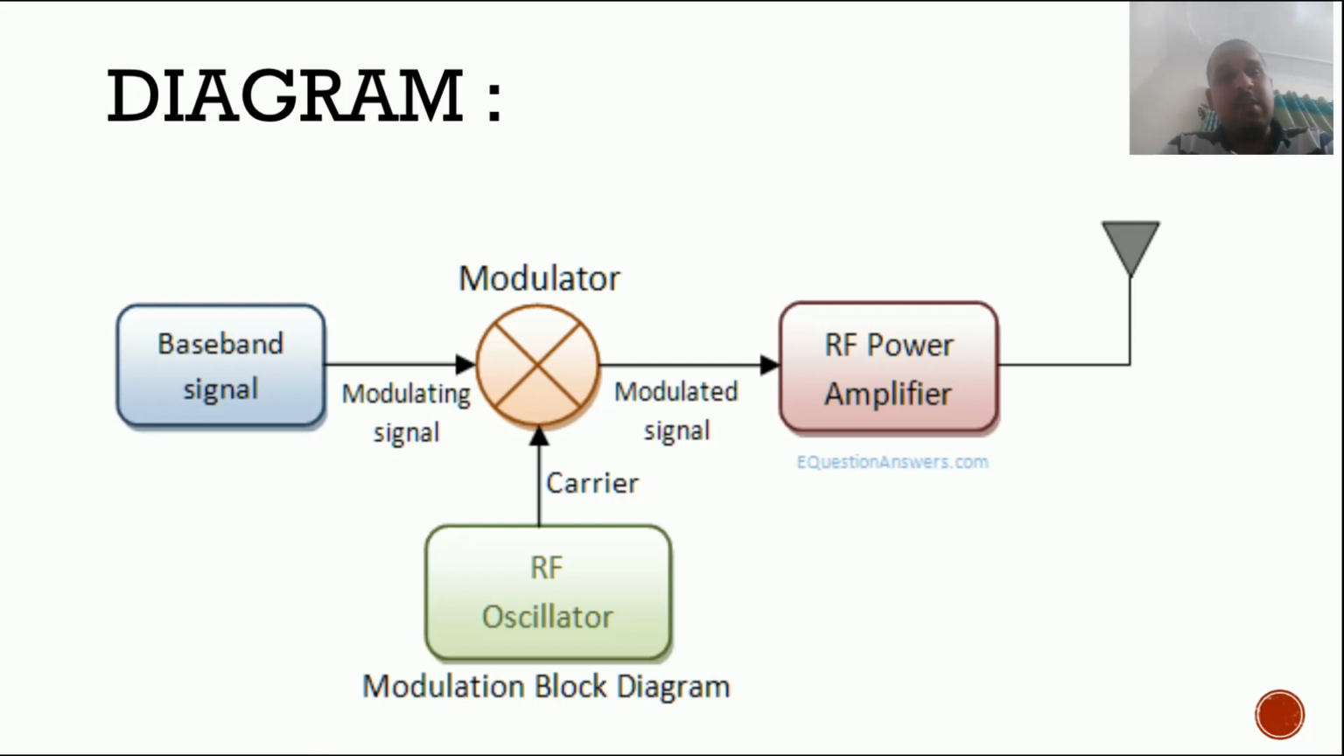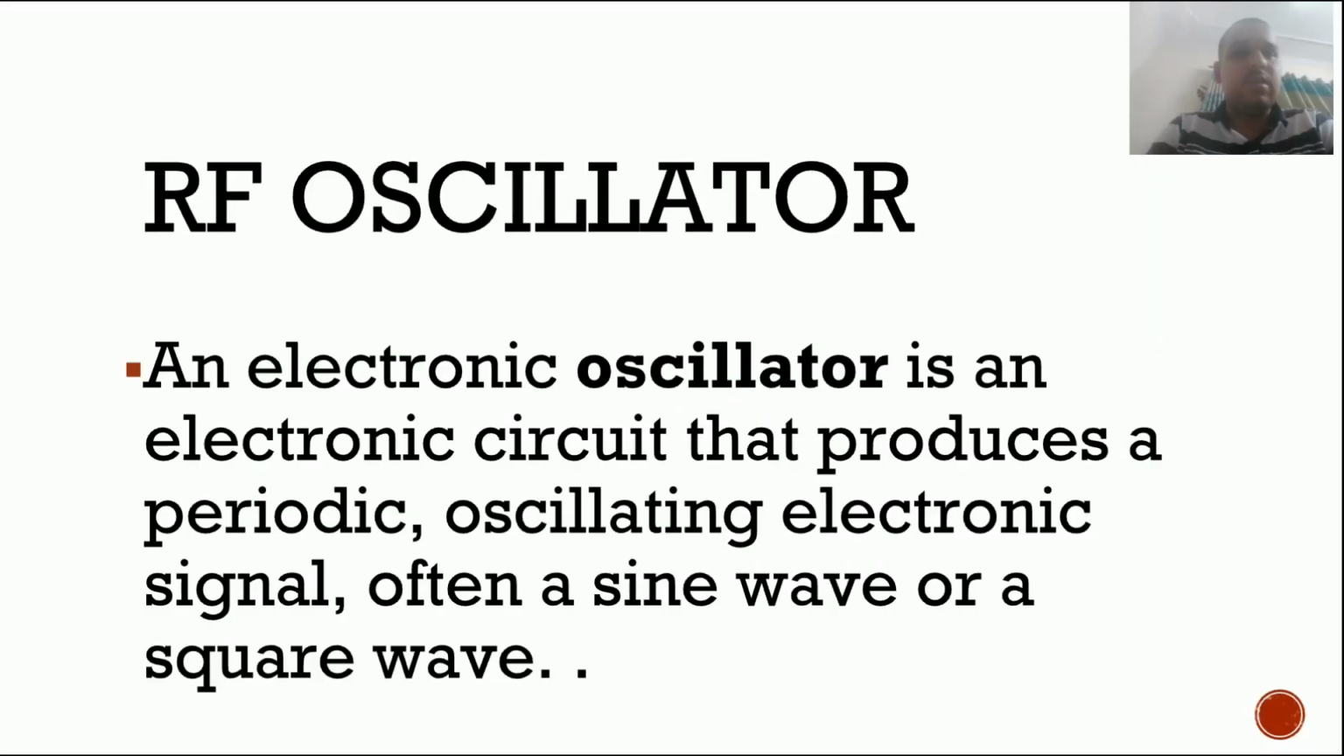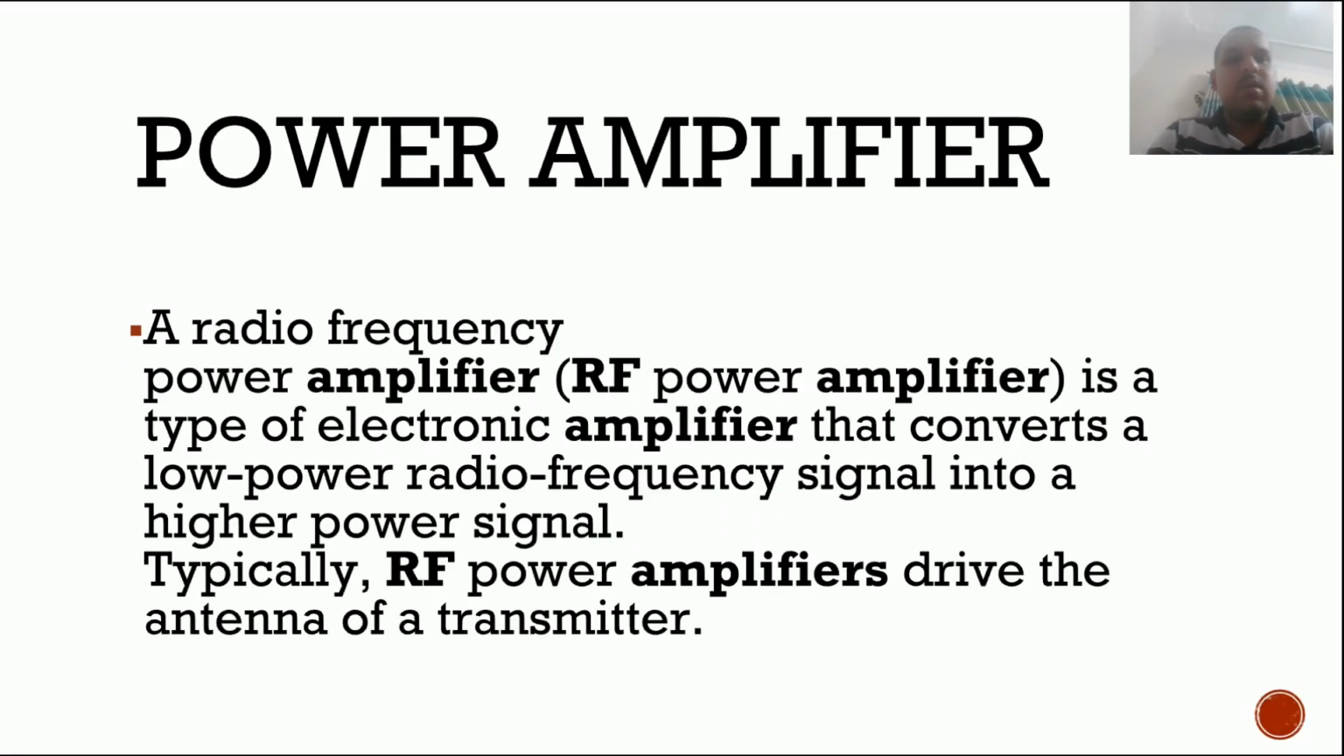We must know what is a baseband signal first. A baseband signal is an original transmission signal that has not been modulated or has been demodulated to its original frequency. RF oscillator: an electronic oscillator is an electronic circuit that produces a periodic oscillating electronic signal, often a sine wave or a square wave. Power amplifier: a power amplifier is a type of electronic amplifier that converts a low power radio frequency signal into a high power signal. Typically, the RF power amplifier drives the antenna of a transmitter.